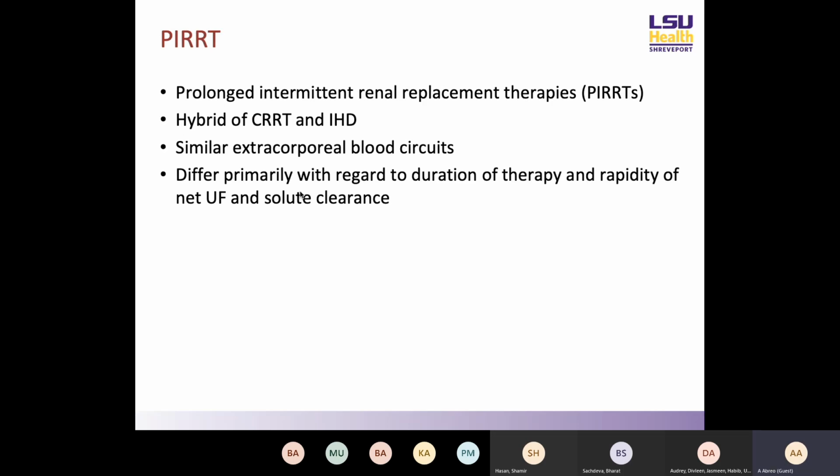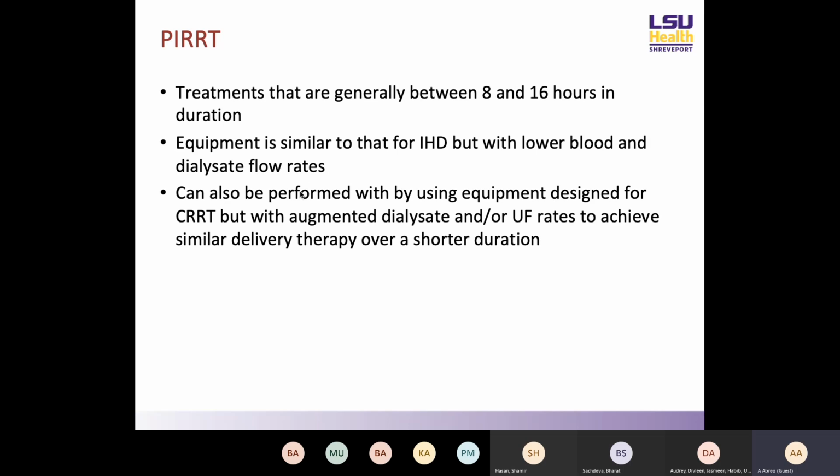PIRRT is one of these hybrid therapies. It's essentially doing a very long treatment, but not 24 hours. You may have a day shift, a 12-hour shift of doing PIRRT where you may use lower blood flow rates, but you're not doing the replacement therapy 24/7. And that allows you to still have an extended period of time where you can take fluid out slowly. But again, it's not a 24 hours a day sort of intervention. So yeah, the treatments are typically between 8 and 16 hours. Some equipment, you can do it with a conventional dialysis machine as well.